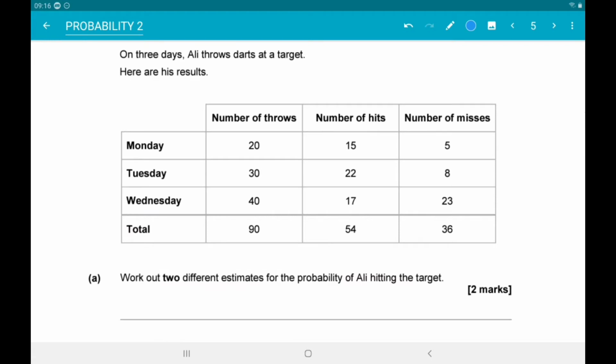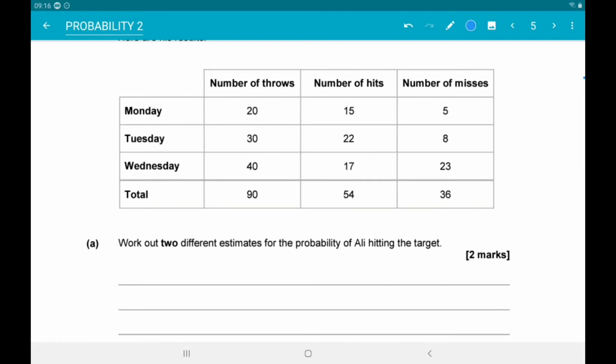Number 3. On 3 days, Ellie throws darts at a target. So we have Monday, Tuesday, Wednesday, total number of throws, number of hits, number of misses. Part A. Work out 2 different estimates for the probability of Ellie hitting the target. We can use relative frequency to estimate probability. If we use Monday, he hit the target 15 times out of 20. So that's 1 we could use. Now that's the same as 3 quarters.